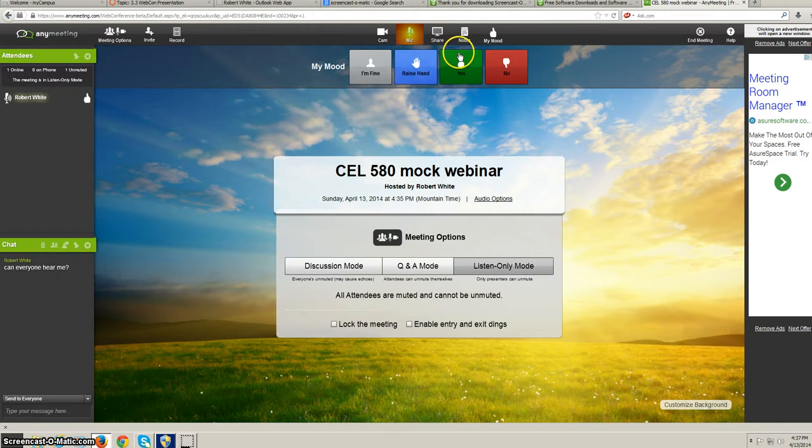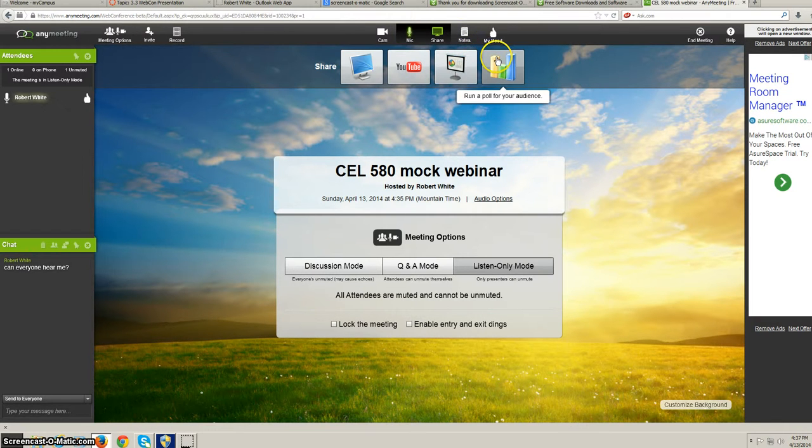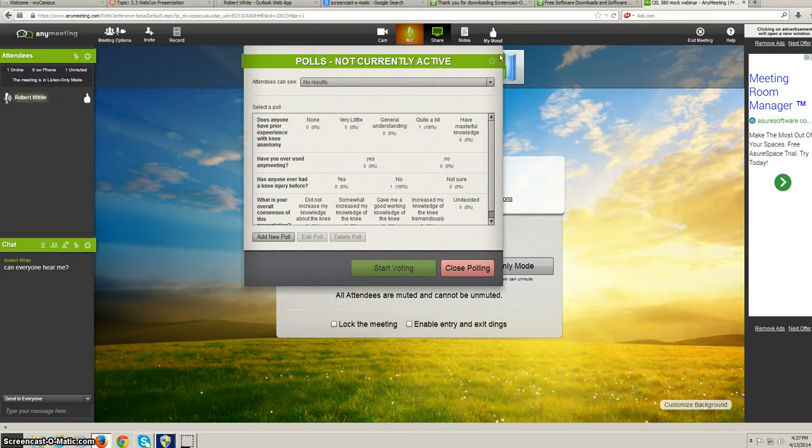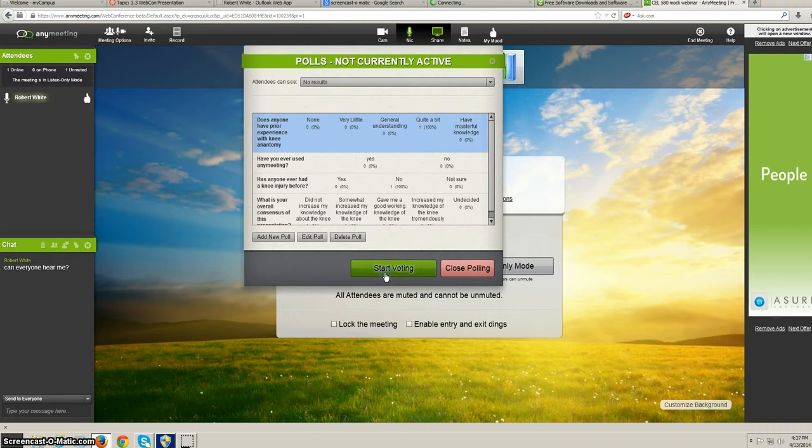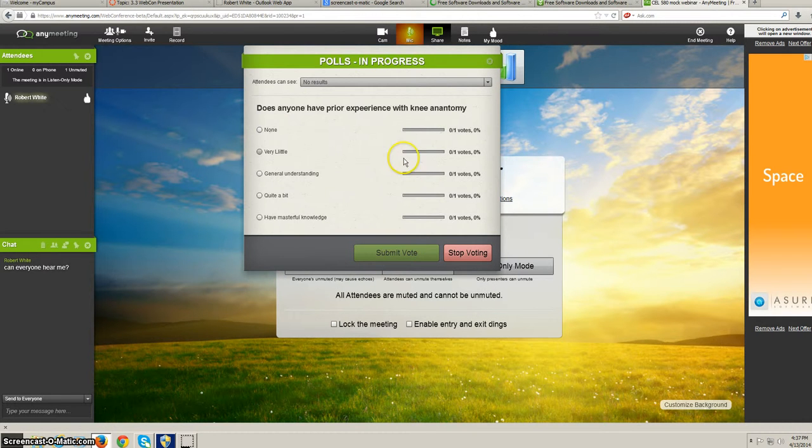And the first thing I would do is come over here to my polls just to get an idea of where people stand and their current knowledge about the knee. So I might go to, does anyone have prior experience with knee anatomy? They can start voting. If it were me, I would go right here, submit my vote.